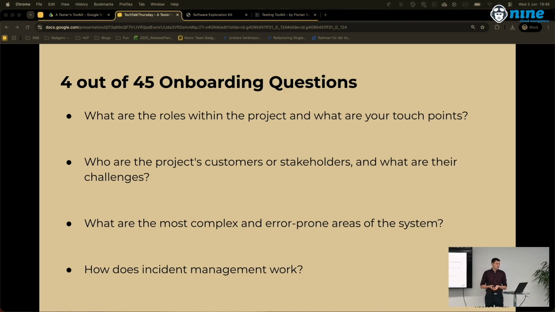What are the most complex or error-prone areas of the system? So this is something to look out for when you test it or work on that. And how does incident management work? When you are on call and there's an incident, who gets involved? What are the dashboards to look at? How is the infrastructure working? How can a bug fix be deployed? How can a rollback be made?